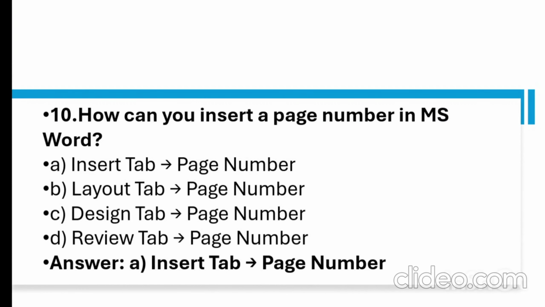Question number 10. How can you insert a page number in MS Word? Options are A. Insert tab, then page number, B. Layout tab, page number, C. Design tab, page number, or D. Review tab, page number. So the correct answer is A. Insert tab, page number.